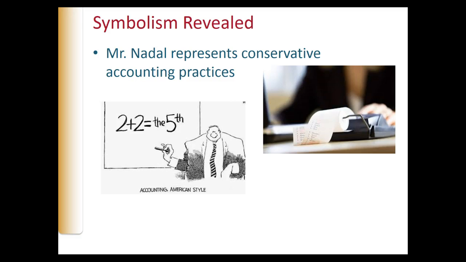In contrast, Mr. Djokovic represents aggressive accounting practices. Now, aggressive accounting practices result in higher income, higher assets, and lower liabilities. So Mr. Djokovic's lower estimation of the allowance for uncollectible accounts, waiting to report an inventory write-down, choosing a longer useful life for depreciation, and waiting to record a litigation loss are all examples of more aggressive accounting.